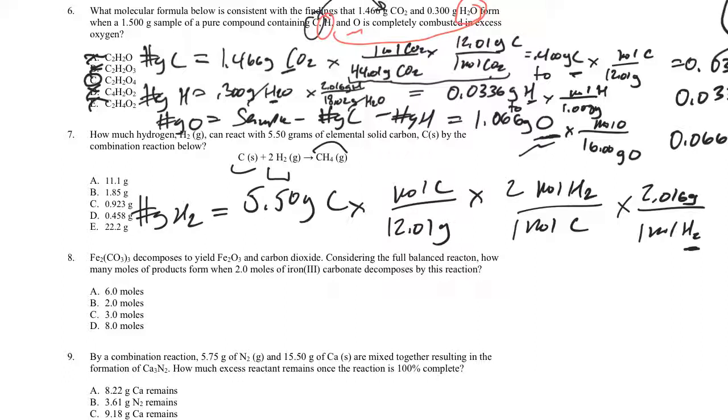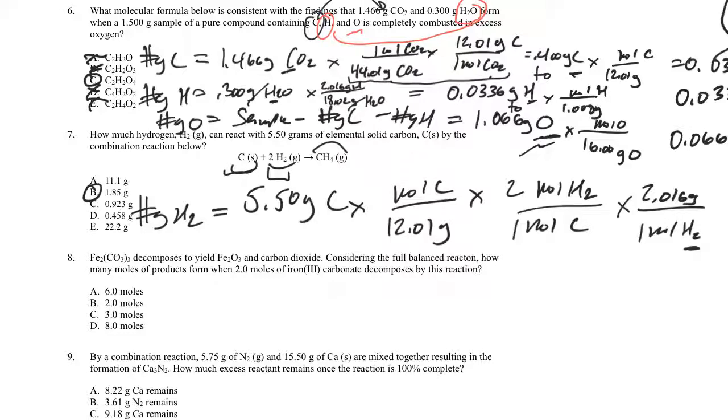So, I did something wrong. 5.5 divided by 12.01 times 2 times 2.016. So it's about 1.85 grams. Okay, so a little less than half a mole of carbon reacts. We're going to need a little bit less than 2 moles, or a little less than 1 mole of H2, so it works out to be 1.85 grams.